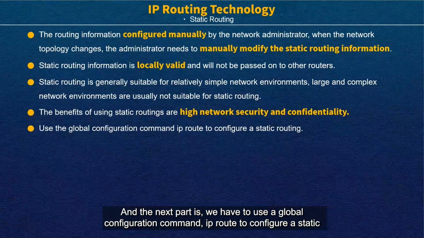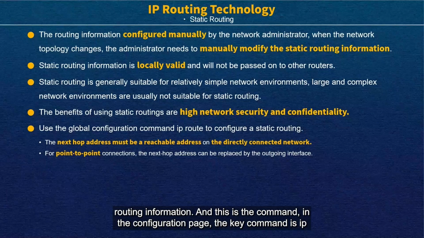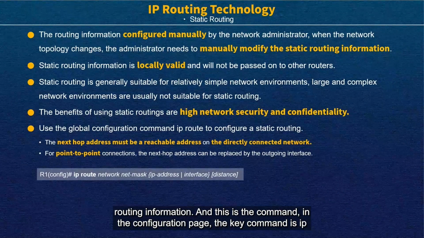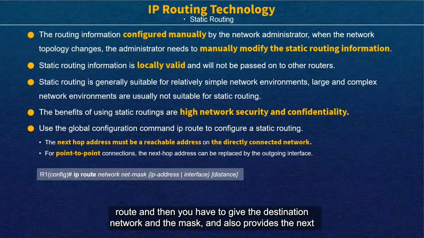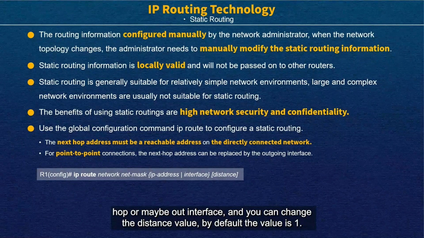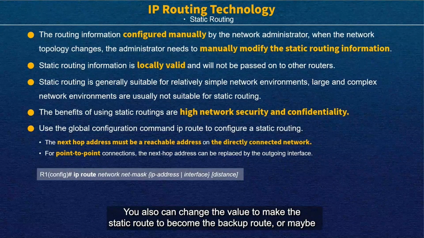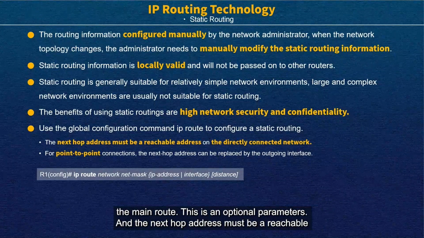And the next part is that we use a global configuration command, ip route, to configure static routing information. This is a command in the configuration mode, and the key command is ip route, and then you have to give the destination network and the mask, and also provide the next hop or the outgoing interface, and you can change the distance value. By default, the value is 1. You can also change the value to make the static route become a backup route or the main route. These are optional parameters.